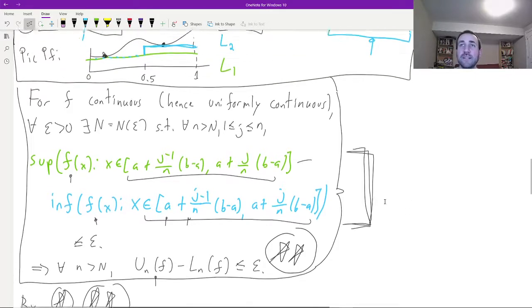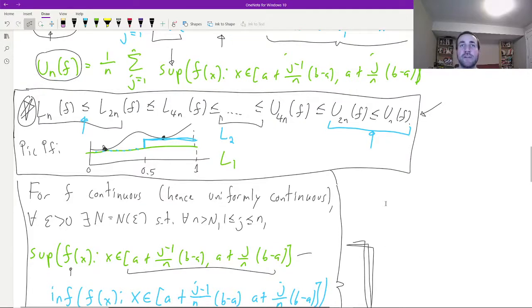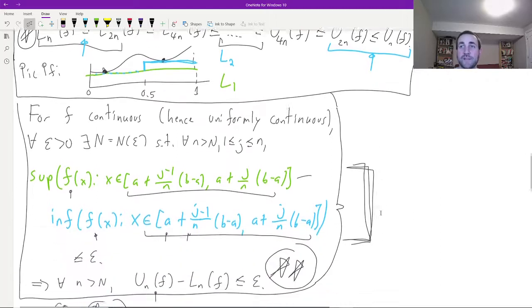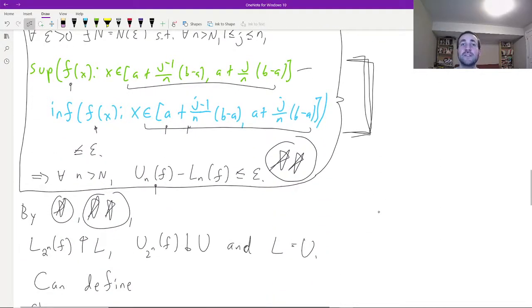So if I combine these two facts, what have I shown? I've shown that L_n is less than L_2n. So the L_n's are getting bigger. And in particular, that means by the monotone convergence theorem, they have a limit as long as they're bounded, which they are. And the U_n's are going down, and that means, again, by the monotone convergence theorem, that they have a limit. So that is, L_{2^n} f is converging upwards to some number L. U_{2^n} f is converging downwards to some limit, which I'll call U.